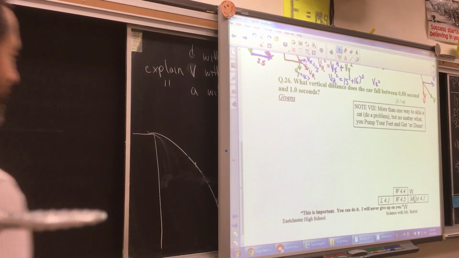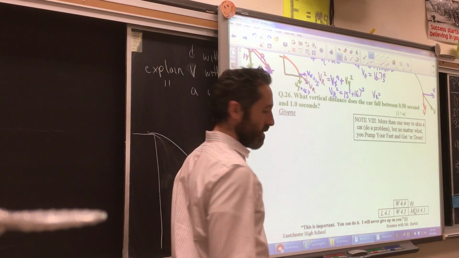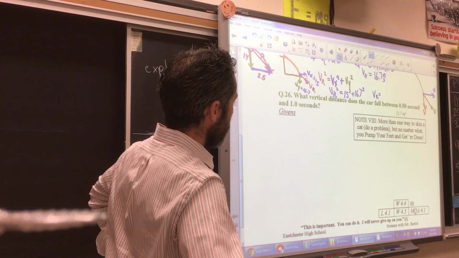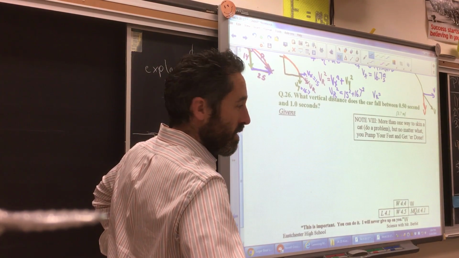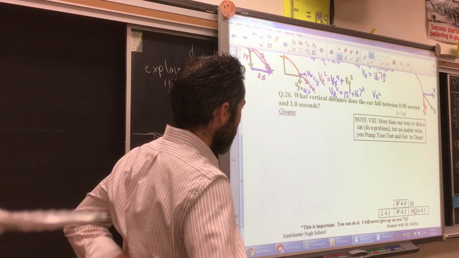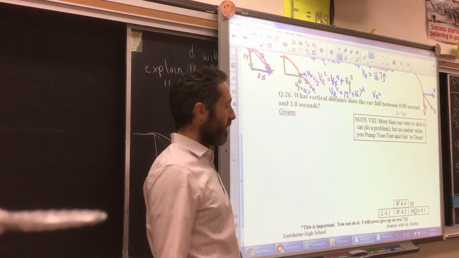All right, the last one is definitely a tricky problem. What vertical distance does the car fall between 1/2 and 1 second? Definitely a tricky problem. And actually this one was on a Regents, and it was one of those 99 makers. It was kind of meant to give you stress.